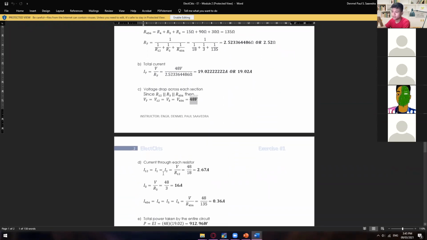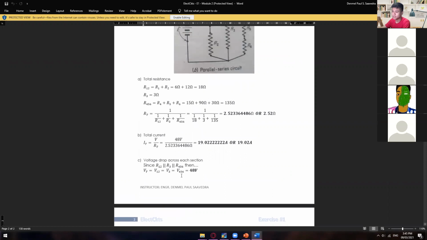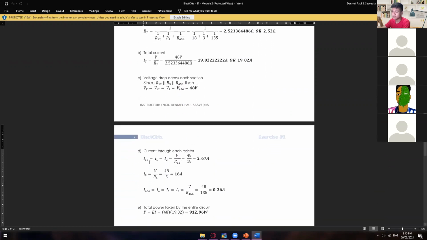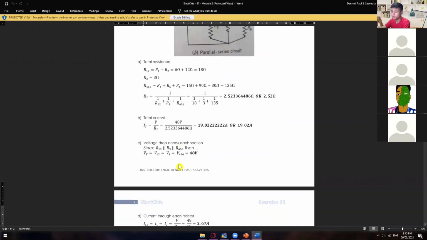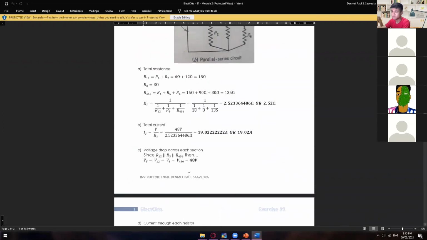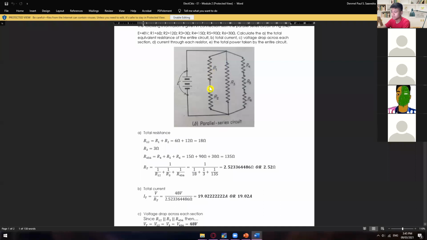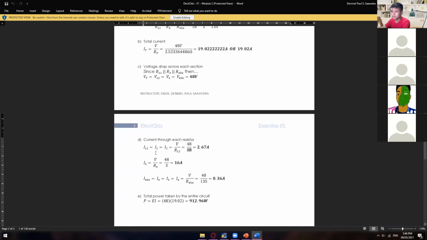And then for the currents, just divide by their individual resistance. For R1 and R2, we have here a resistance of 18. Whatever is the current of R1 is the same as the current of R2. That's the rule in series. The same with R4: whatever current is flowing on R4 is the same with R5 and R6. So here's the value of your IR1 and 2, here's the IR3, and here's the IR4, 5, and 6.